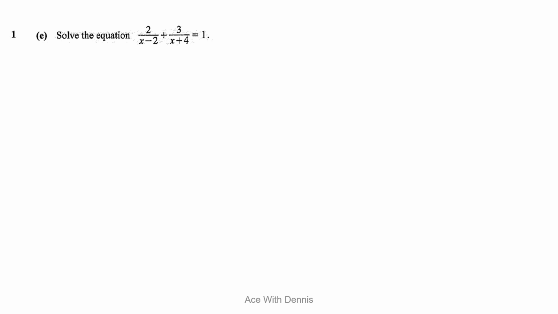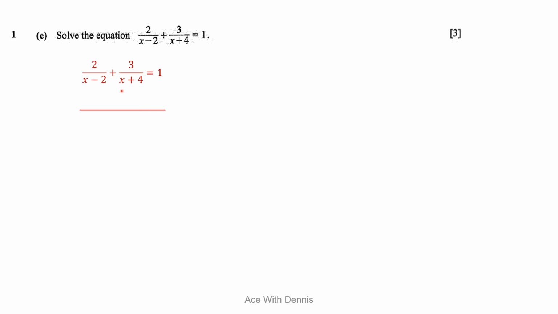E. Solve the equation 2 over x minus 2 plus 3 over x plus 4 equals 1. 3 marks. Alright, so this is an algebraic fraction equation. As we can see, we have two fractions with different denominators. We always want to make them have the same denominator, right?